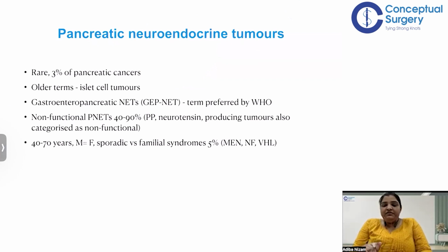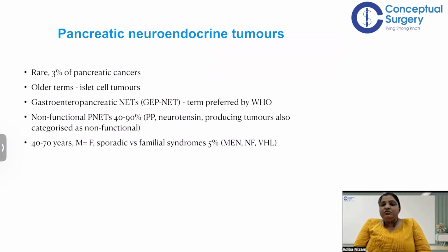So, a brief introduction to pancreatic neuroendocrine tumors. These are rare tumors. They form only about 3% of the pancreatic cancers. The older term used was islet cell tumor, but the term that is now preferred by WHO for GI tract and pancreatic neuroendocrine tumors is gastroenteropancreatic neuroendocrine tumors. Most commonly, when we talk about pancreatic neuroendocrine tumors, the most common variety is the non-functional.